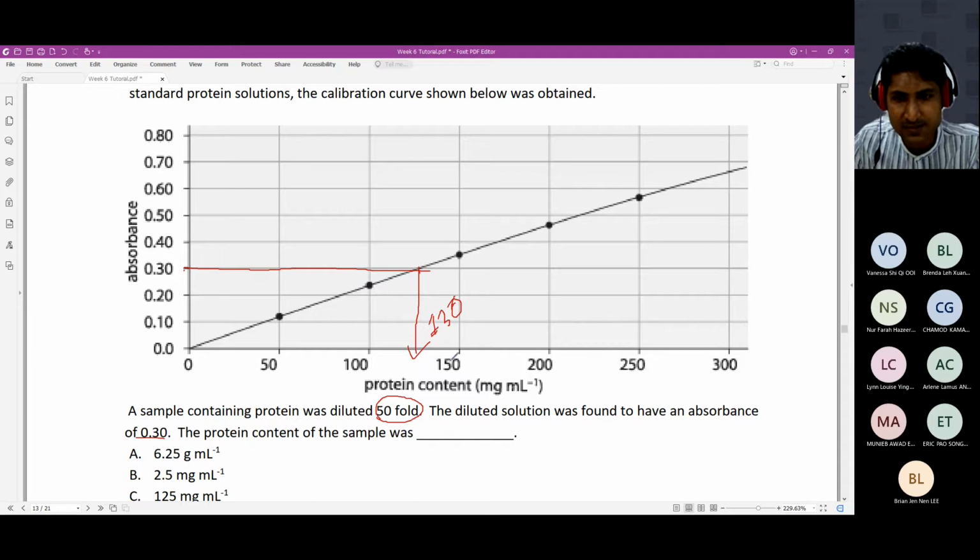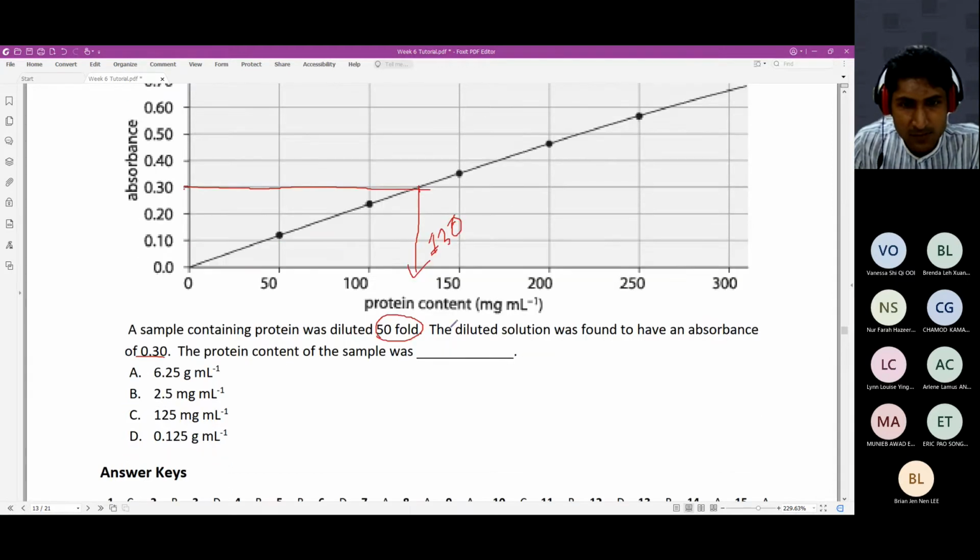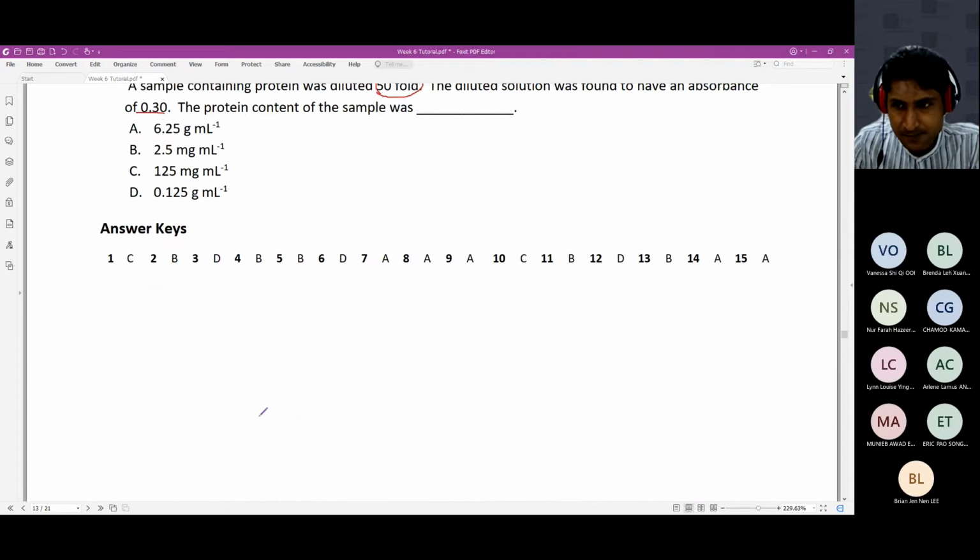Maybe 130, or 25, 30, 35 should be within this range, it is acceptable. But if anyone says 140, that would be wrong. 110 would be wrong as well. So it is 130 to 135, and it was 54 diluted. So we have to multiply with this 50, and then we get the correct answer.